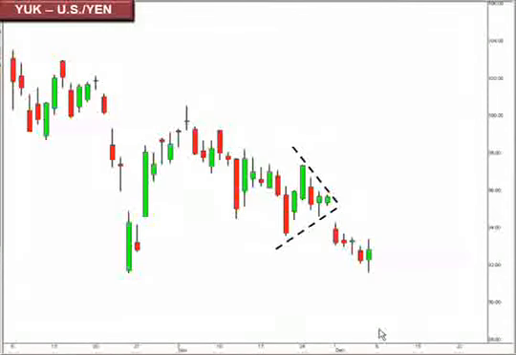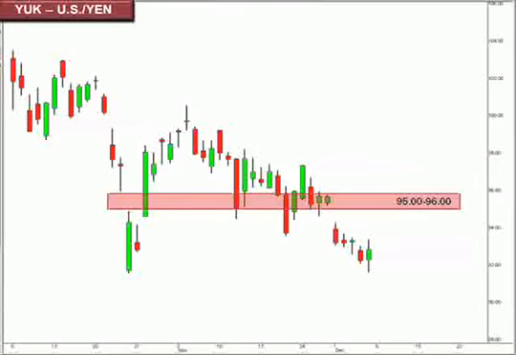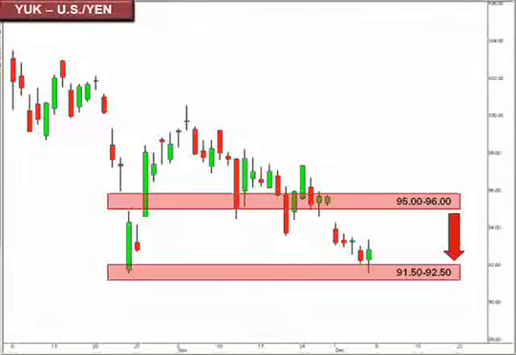The YUK, the US versus the yen, broke down out of that sideways triangle that we had identified last week. We now see the pair value testing the 91.5 to 92.5 focal zone. A natural retracement of this move would bring the 95-96 area back into play for upside resistance. A continued breakdown of the pair value will have us targeting the 88 to 89 box.